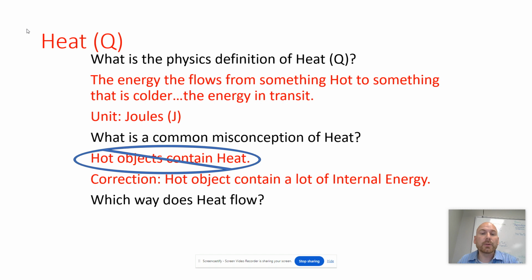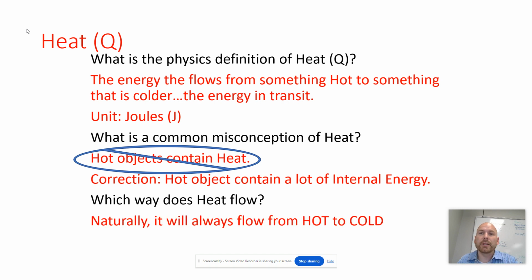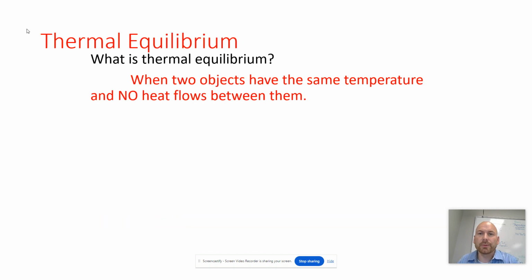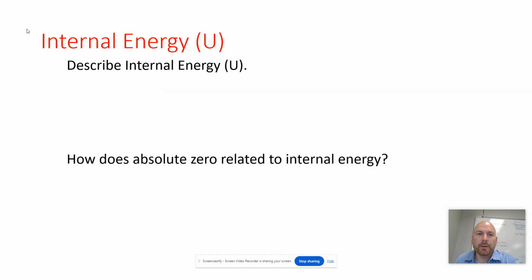All right. Which way does heat flow? Naturally, it always flows from hot to cold. So a thermal equilibrium is when two objects have the same temperature. At that point in time, we say that heat does not transfer between them. So at thermal equilibrium, no heat transfer.